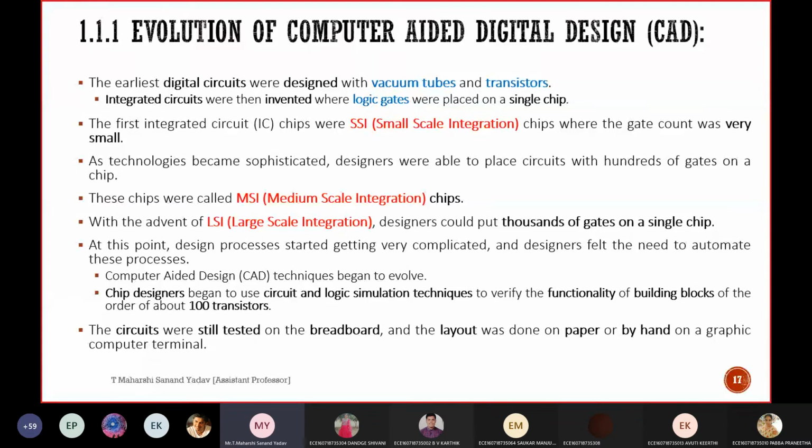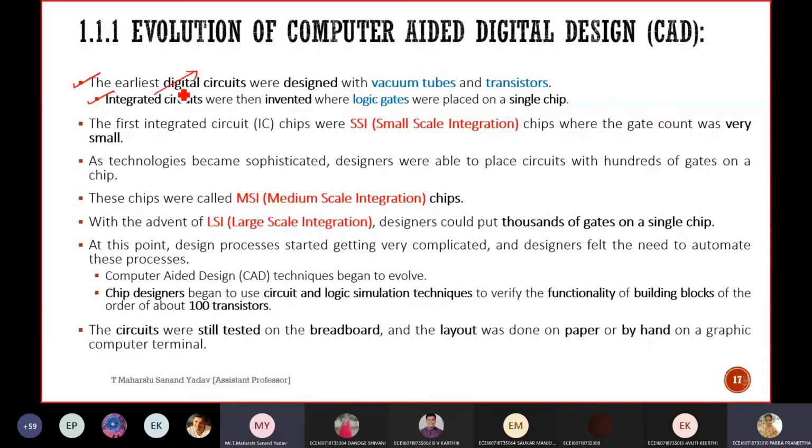Evolution of CAD, computer aided digital design. The basic points which I have discussed in the previous slide. Can anyone read this point by point? The earliest digital circuits were designed with vacuum tubes and transistors. Already we have discussed this one. Next. Integrated circuits were then invented where logic gates were placed on a single chip.